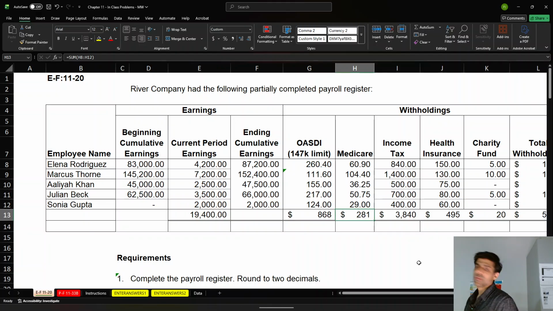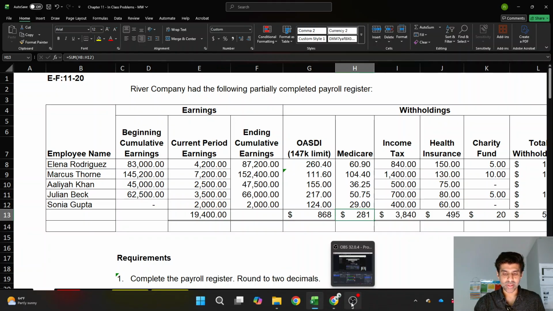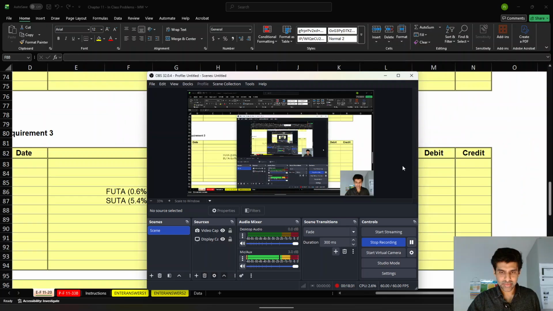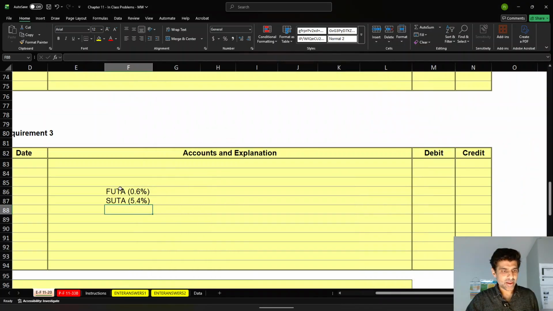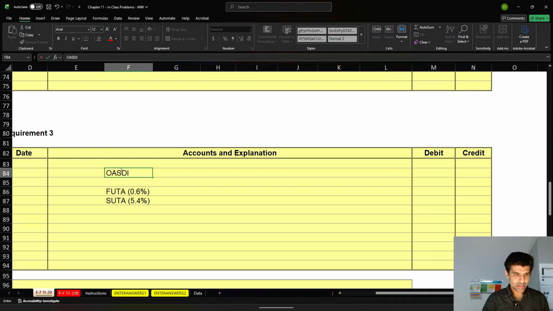Take another minute, see if you can figure out those amounts, and then we'll do it together. So again, FUTA and SUTA are two of them. The other ones are OASDI and Medicare.